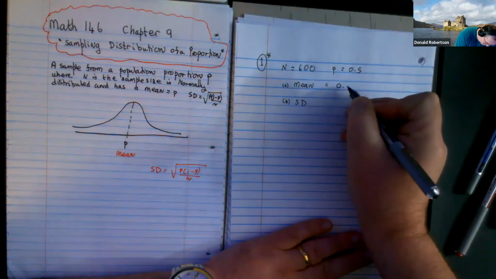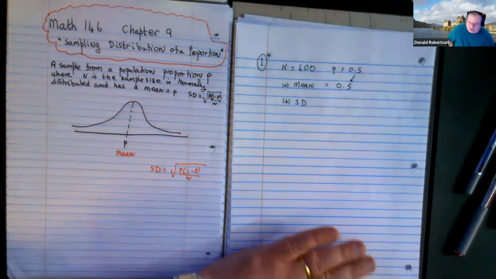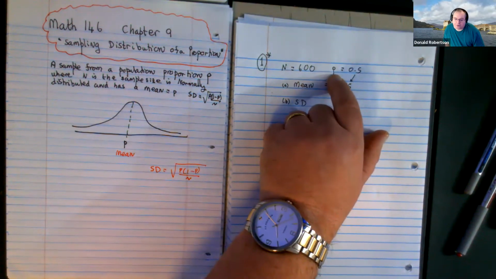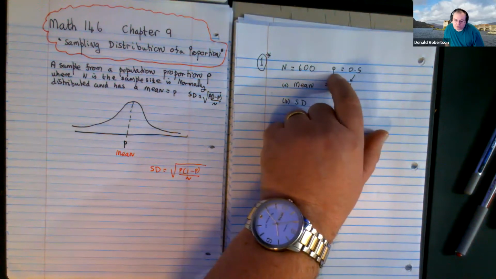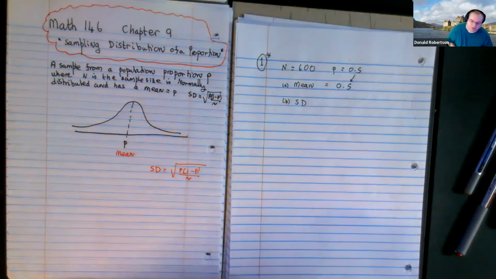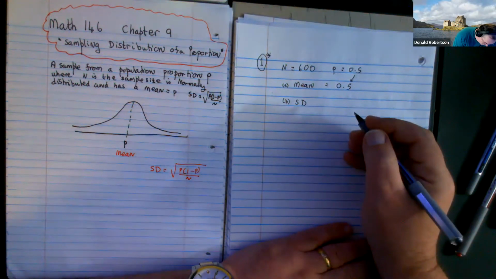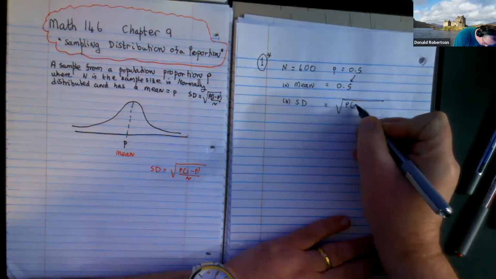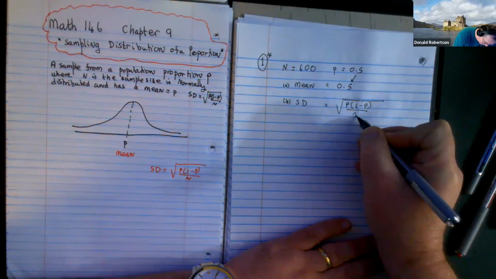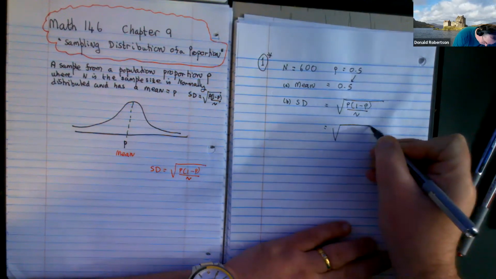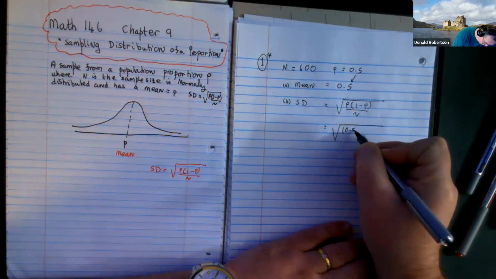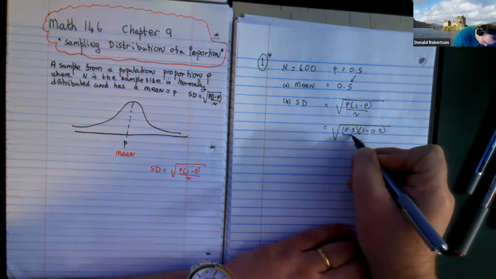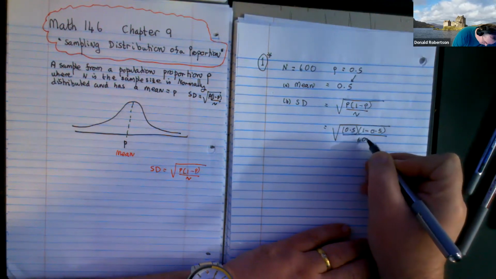And this is why this is very simple. The mean is that guy. You don't even need to do a calculation. You just have to realize that the population proportion P will be the mean of the sampling distribution. Now, the standard deviation is the square root of P(1 minus P) over n. And this will be 0.5, 1 take away 0.5, all over 600.